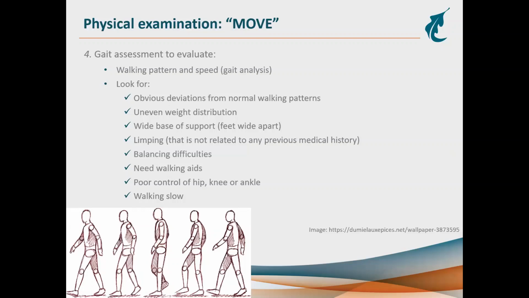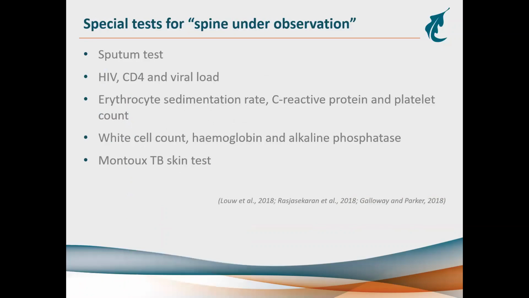And then a very general gait analysis or gait assessment. So you ask them to just walk up and down a corridor, just a flat surface, not an uneven surface. And you just look at their gait pattern and their speed. Look for anything obvious that might deviate from the normal pattern. If there's uneven weight distribution between the left or the right leg, a wide base of support perhaps, if they are limping, any balancing difficulties, do they need a walking aid?